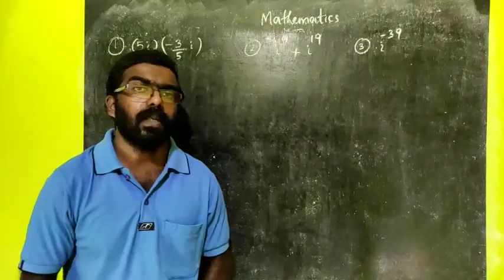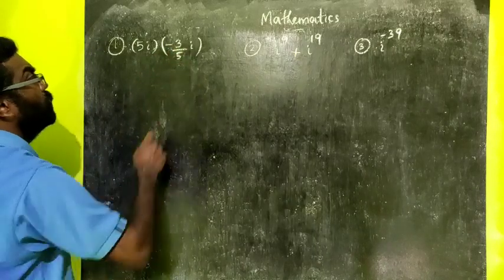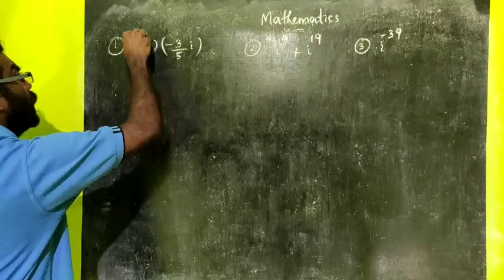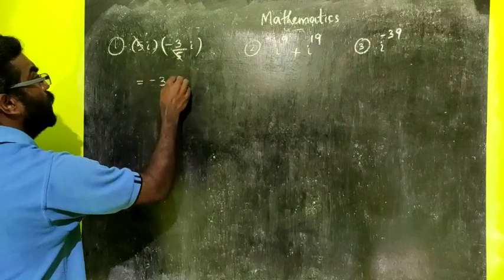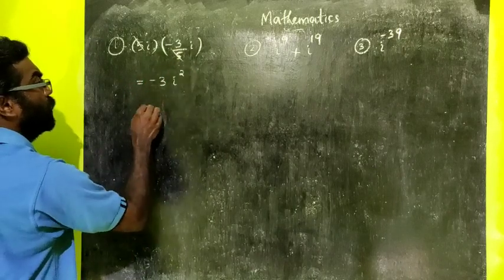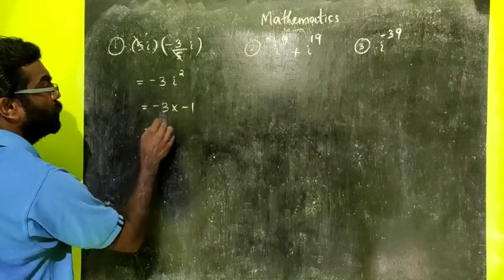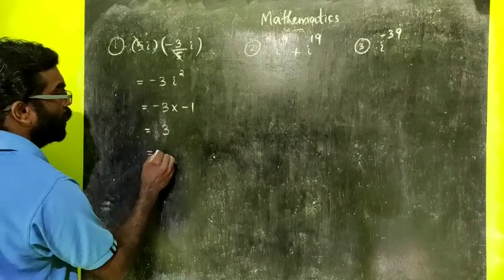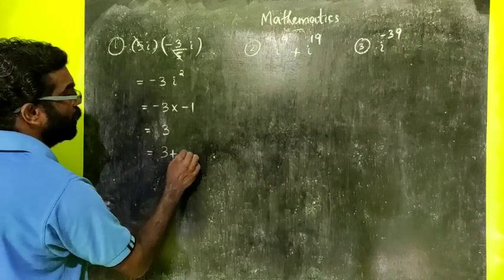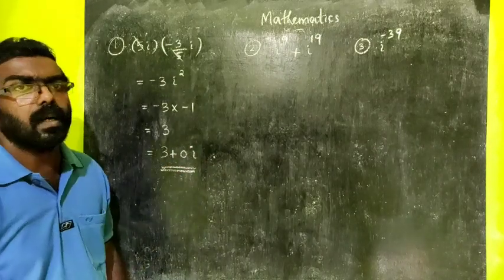Okay. Here the first question is 5i into minus 3 by 5i. Here we can cancel this 5 and 5. Minus 3i into i is i square. And we know the value of i square is minus 1. So minus 3 into minus 1 gives 3, or we can write it as 3 plus 0i. Okay, now it is in the form a plus ib.